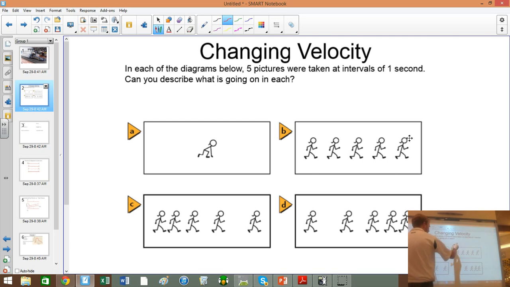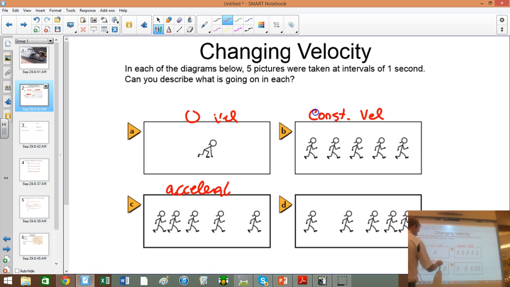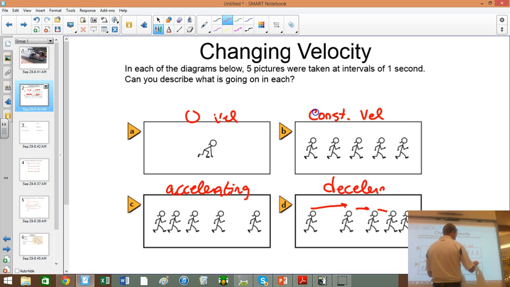So here, you're accelerating. Here it looks like you're getting closer and closer together. We call this decelerating, or slowing down. That's another way to say decelerating.